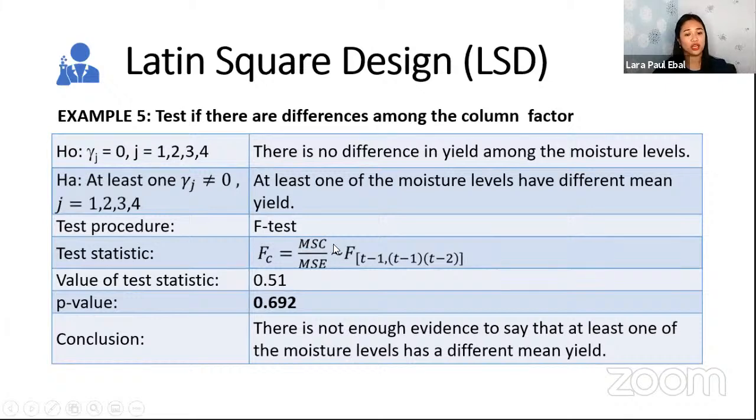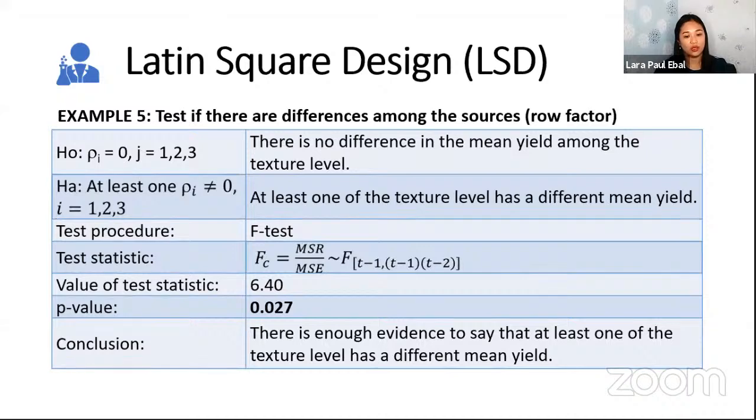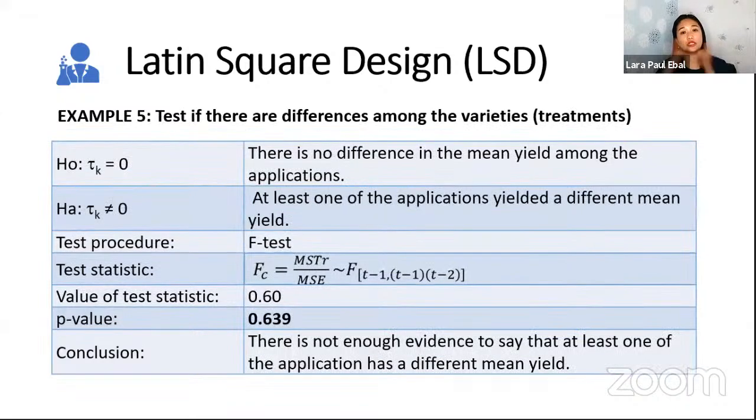Yung ratio natin, the numerator has this MSC for the column factor. And then we go back to the result using star. We have this 0.692 as our p-value, and we compare it again to alpha 0.05. And then there is no sufficient evidence to say that at least one of the moisture levels has a different mean yield. Okay. So it's okay, no? At least in this example, pwede na hindi mag-differ yung treatment levels, pero yung row factor or yung isang block ay mag-differ. So it's okay.